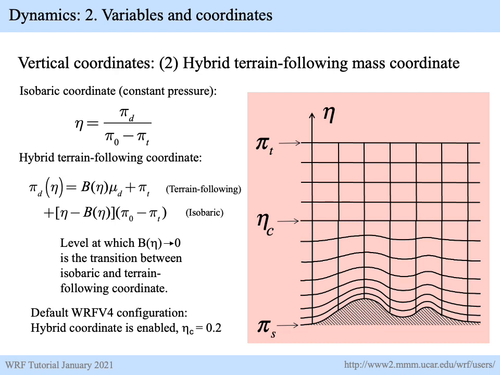Again, this is the default in the release of the ARW, and the typical level where it becomes just an isobaric vertical coordinate is at 0.2. So if you think the typical atmosphere is around 1,000 hectopascals in terms of the surface pressure, then this transition level happens around 200 hectopascals, which is nominally often in the vicinity of the tropopause.